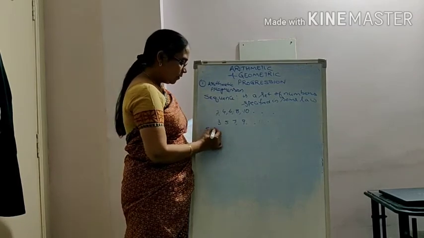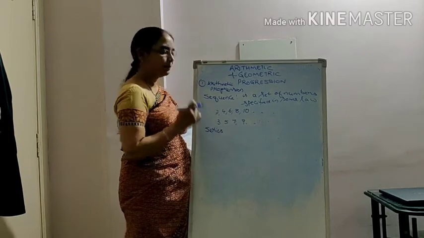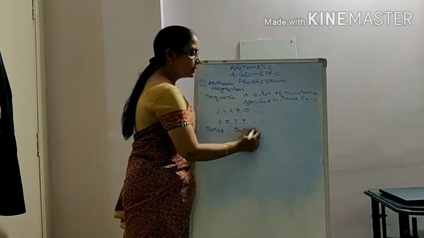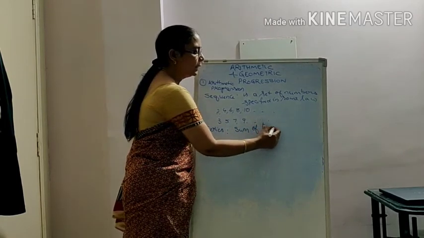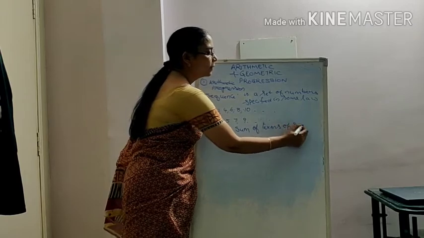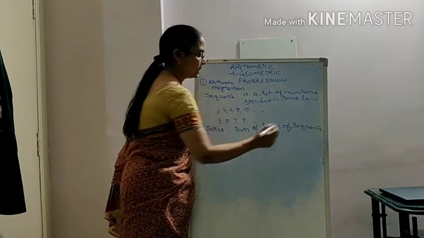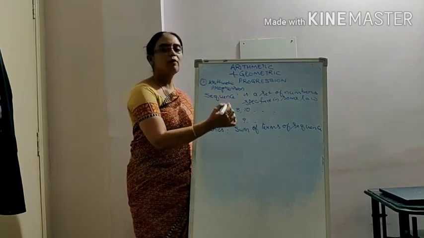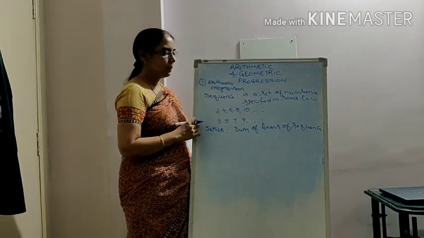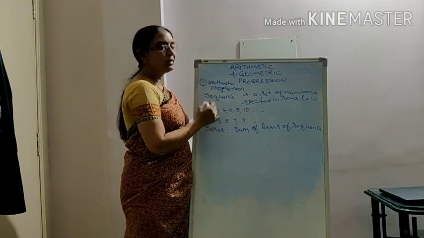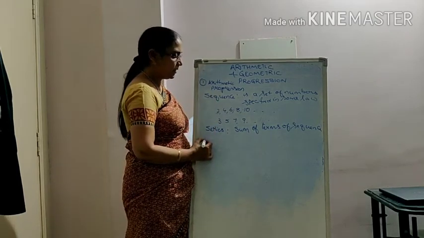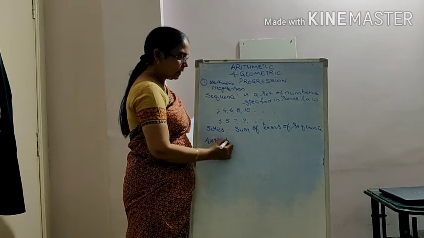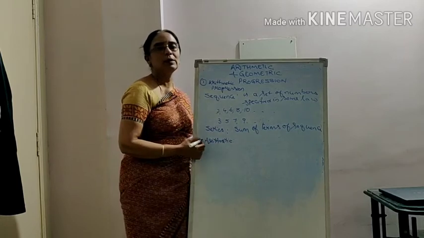Then we have to know what a series is. A series is the sum of terms of a sequence. That is a series. Now, after the sequence and series definitions, we will define what an arithmetic series, arithmetic progression, or arithmetic sequence is.